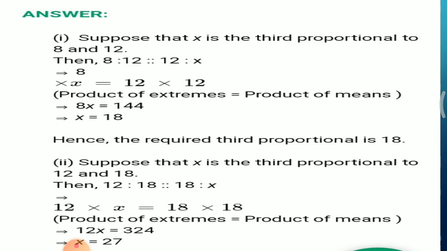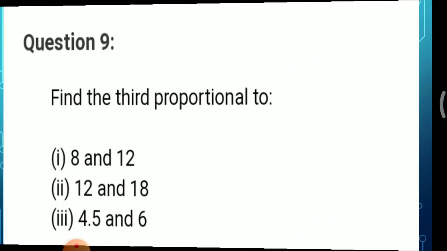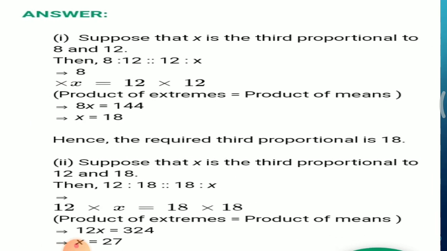Next, suppose x is the third proportion to 12 and 18. So 12 ratio 18 is proportion to 18 ratio x. So 12x is equal to 18 multiplied by 18, so 12x is equal to 324. x is equal to 324 divided by 18, and the answer will be 27.